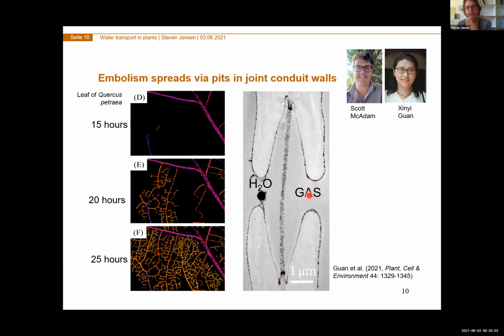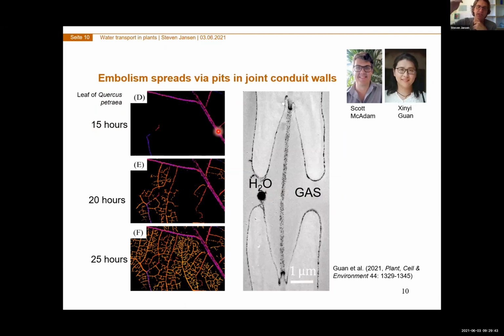Now, if there is gas coming in, and you have a lot of gas in plants, if there would be an embolism on the right side, but water on the left side, then the question is, how is the gas diffusing? How is it spreading to the neighboring water conducting cell? And we know this if we visualize leaves under the microscope. This is actually an oak leaf that we put for 15 hours under the microscope, and where you have these purple colors, we have embolism.